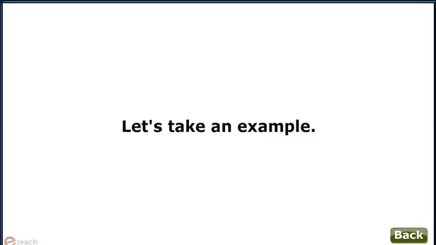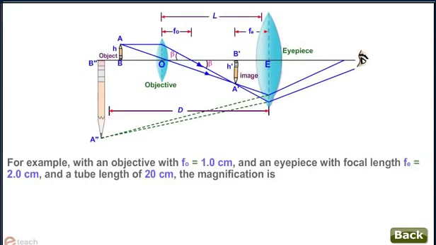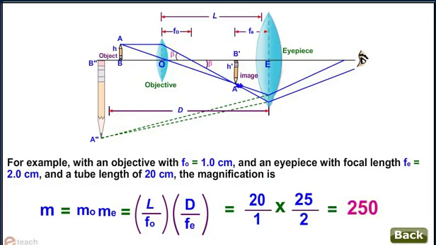Let us take an example. An objective has focal length f naught equal to 1 cm and an eyepiece has focal length fe equal to 2 cm and a tube length equal to 20 cm. Then find the magnification. Magnification M equals m naught into me, which equals L by f naught into D by fe. This equals 20 by 1 into 25 by 2, which equals 250.